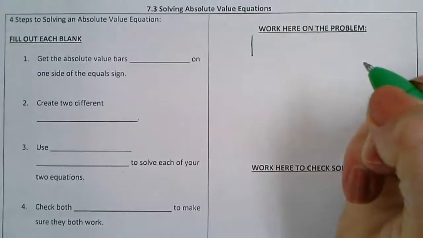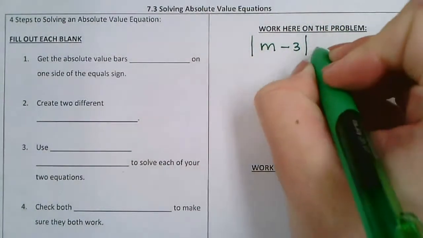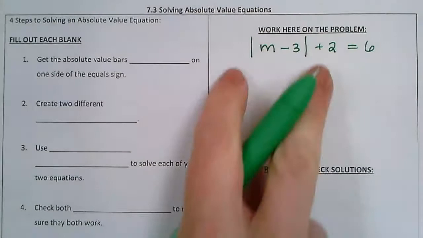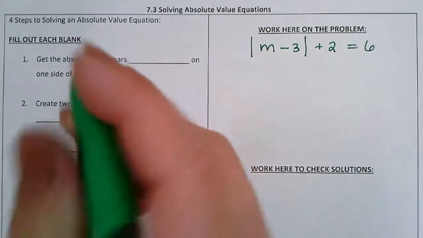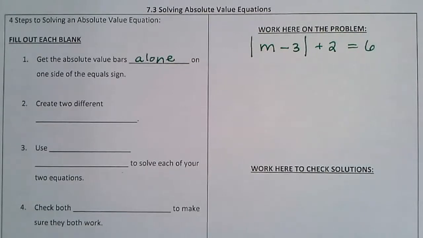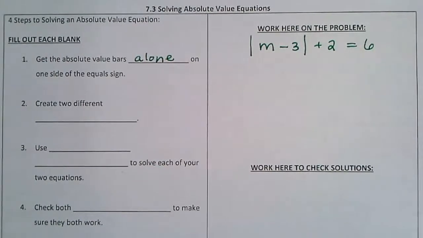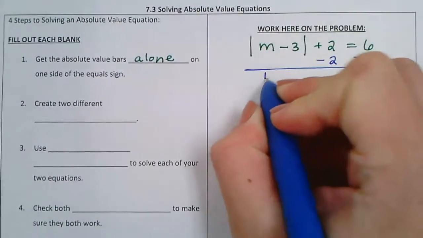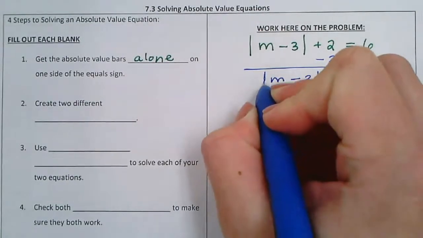We have the absolute value of m minus 3 plus 2 equals 6. Our absolute value equations have absolute value bars, and the first thing we're going to do is get the absolute value bars alone, or isolated, on one side of the equal sign. So right here, my first step would be to subtract 2 from both sides. So now I have the absolute value of m minus 3 equals 4.